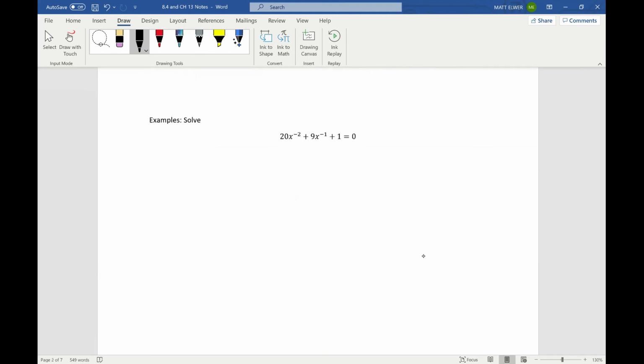So this is another example where we're going to solve here. Notice that we have the -2nd power and the -1st power. So we want u to equal x to the -1st, right? And the other thing that we want is u squared to equal x to the -2nd, right? So that's what we want to do.